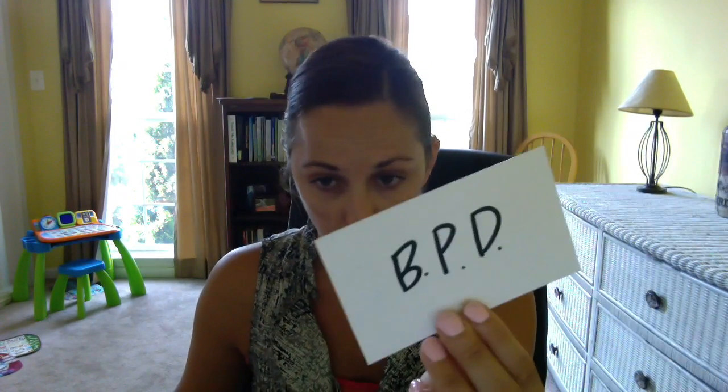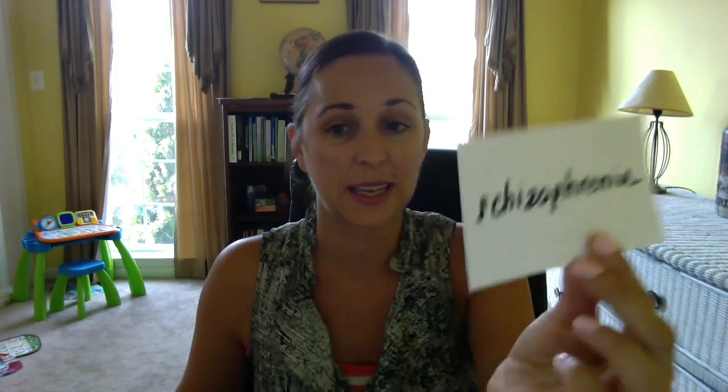So, because D.I.D. is such a serious disorder, it often comes with a lot of other disorders like depression. It can also come with some other personality disorders like bipolar disorder or borderline personality disorder. So, even a more serious one like schizophrenia.